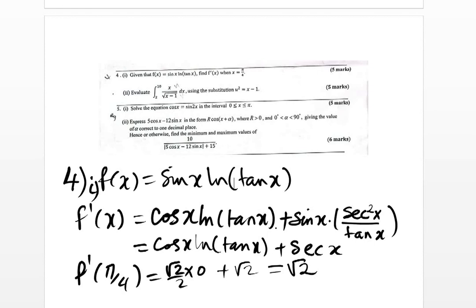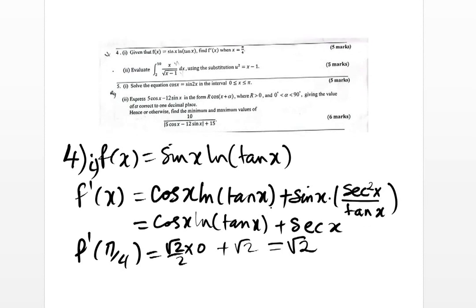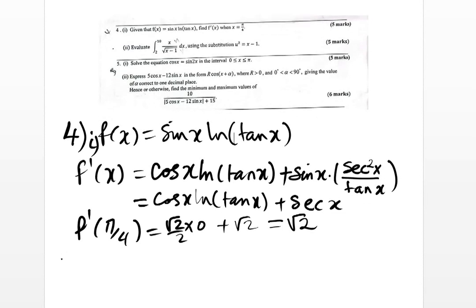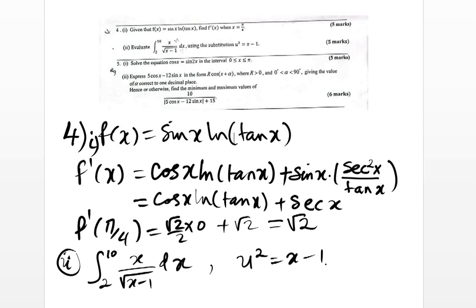Now we're going to look at Roman 2, which is an integral. We're asked to evaluate from 2 to 10. One important thing to note about the method of substitution is that when you are asked to solve by substitution, you are changing the variable totally. You work with the variable that you've been given.